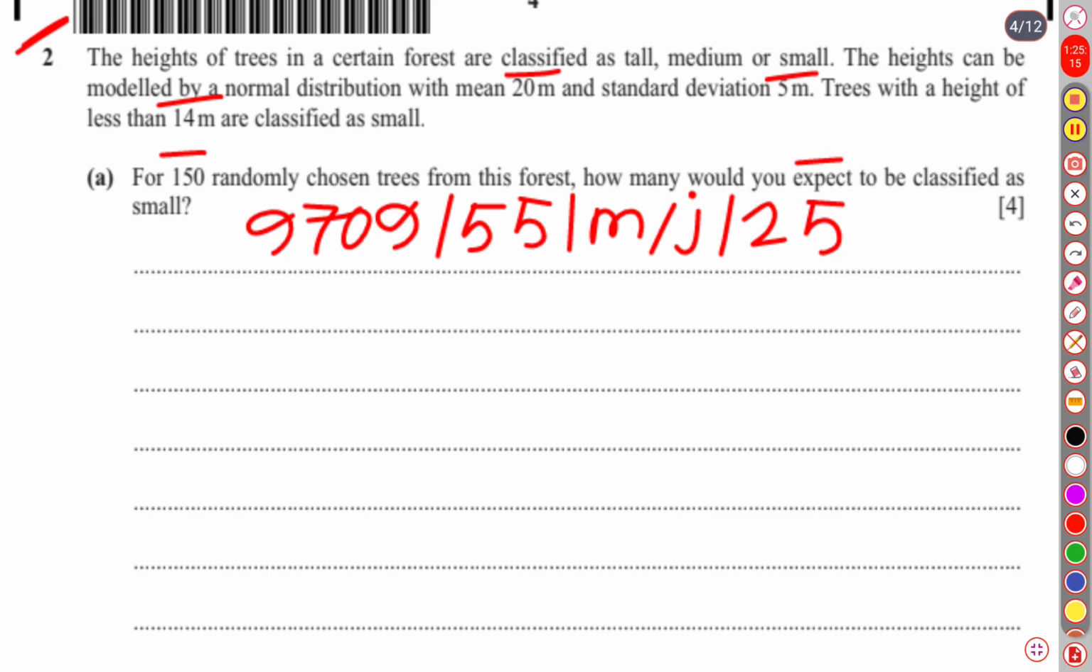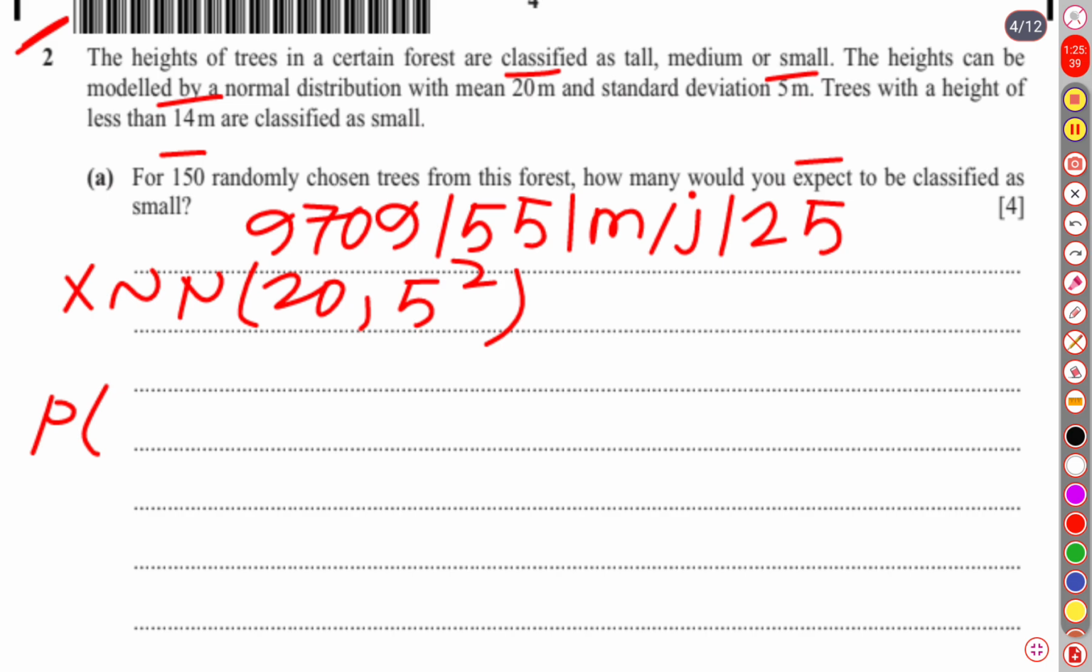So for expectation, first of all, we have to find the probability. So X belongs to a normal distribution, where the mean is 20 and our standard deviation is 5, so the second parameter, the variance, is 5 squared. Then they have told us to find the probability of being classified as small. Small is actually less than 14. So X is less than 14.